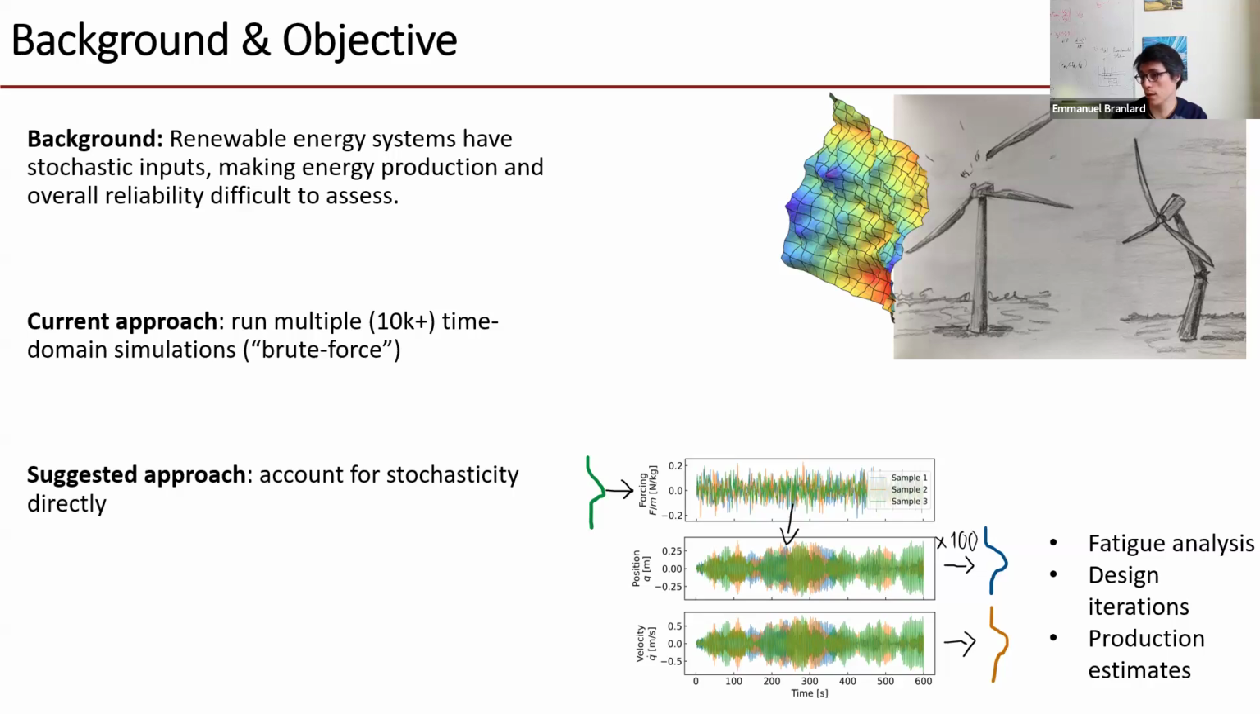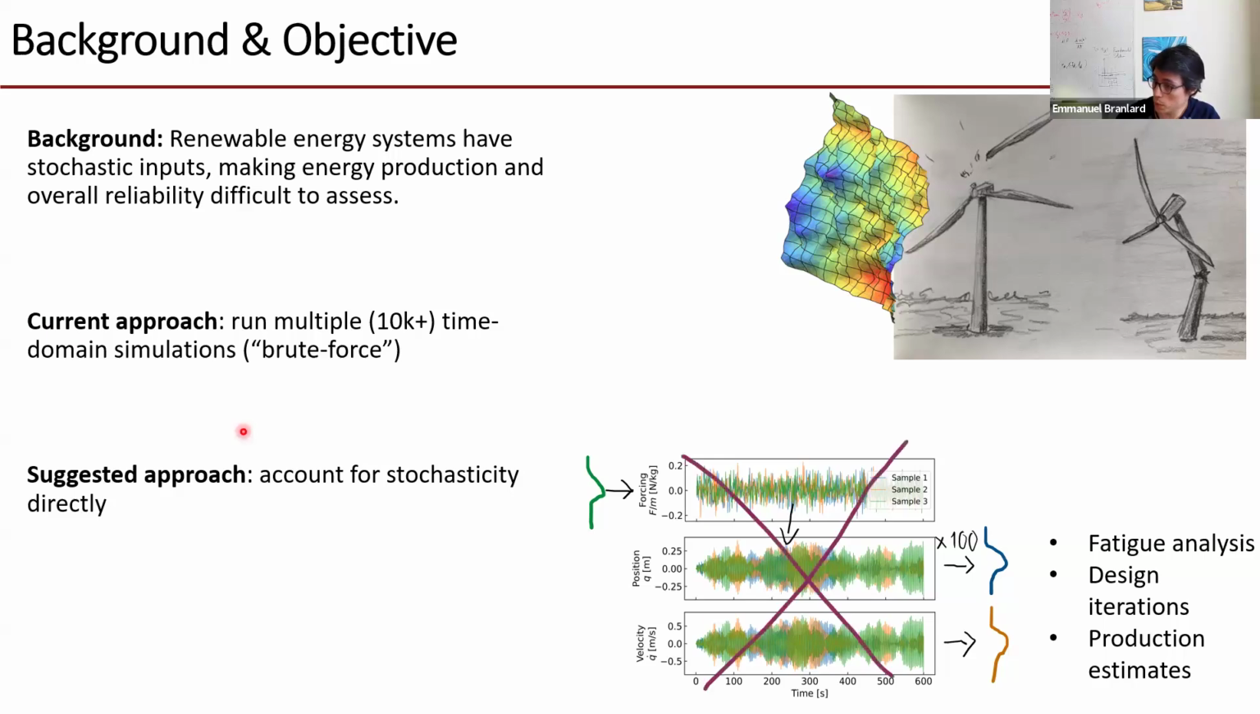The approach I suggest is instead to try to account for stochasticity directly. Is there a way to do this? We know the probability density function of our input usually, and can we get directly the probability density function of our output? Obviously, we use those probability density functions for some analysis, like fatigue analysis. We can iterate in our design if we are not happy with the results from the fatigue analysis or just the statistics of the response of our system, and also to estimate how much energy we're going to produce.